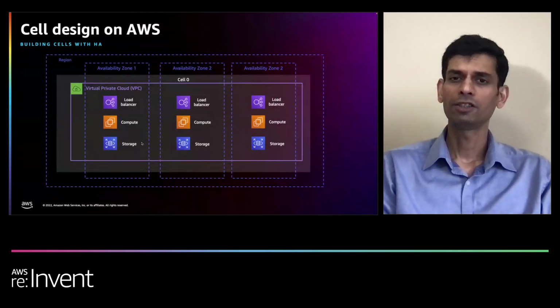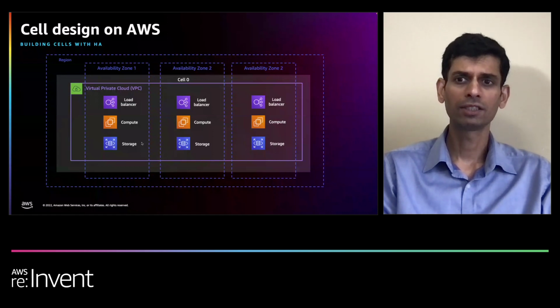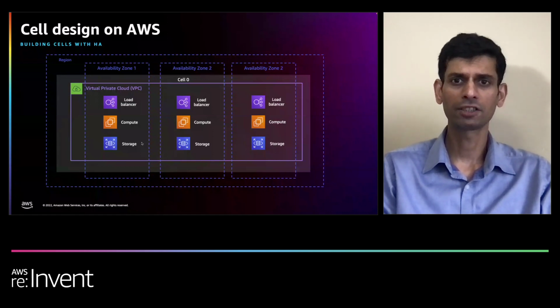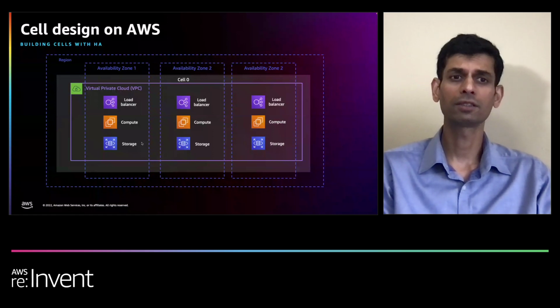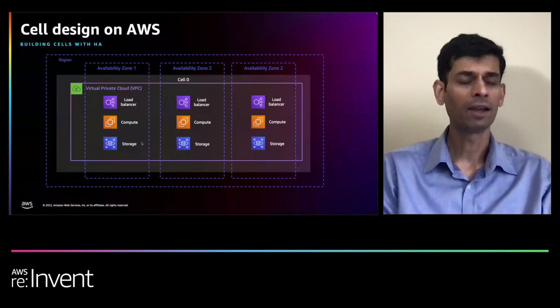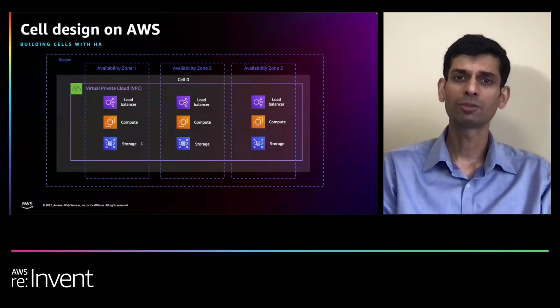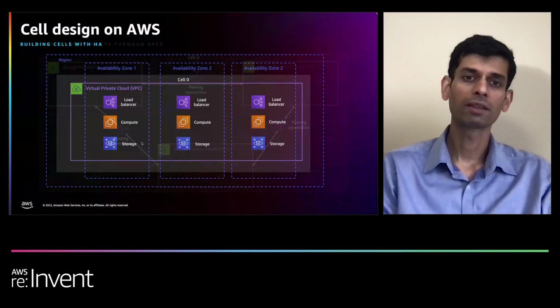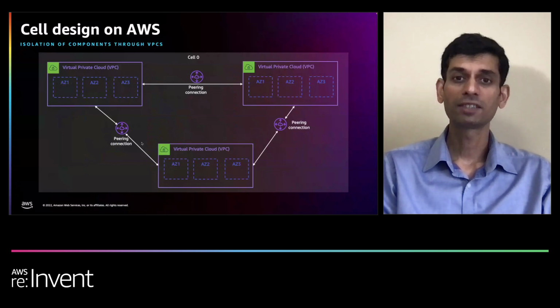You still want to ensure high availability within a given cell. So spreading your application and application components within a cell across availability zones is highly recommended. As you all know, Amazon Virtual Private Cloud, or VPC for short, spans across multiple availability zones and can serve as your cell boundary. It doesn't have to be a single VPC though.